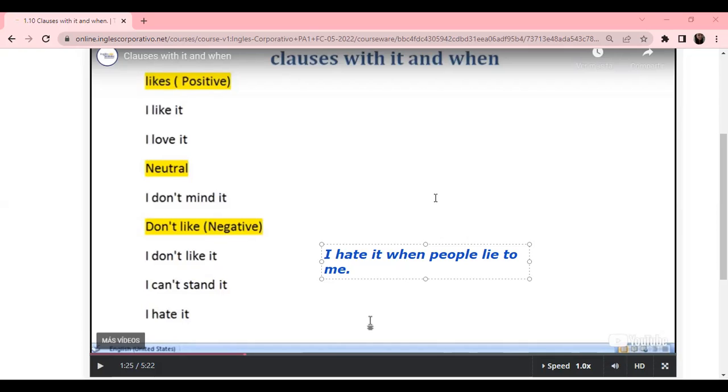Write another one. Remember, one is extend it. Okay, are we good with this? Do you have questions about how to say this in English? I like it whenever. Very good, Mayra. That's a lovely example. I hate it when my boss calls me at night.